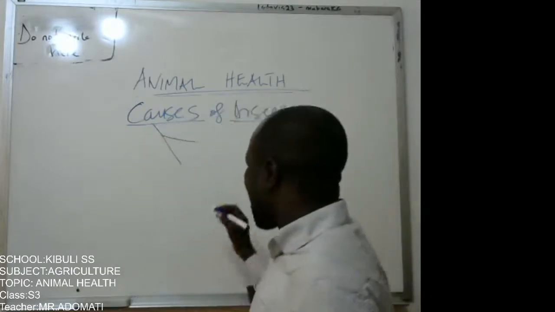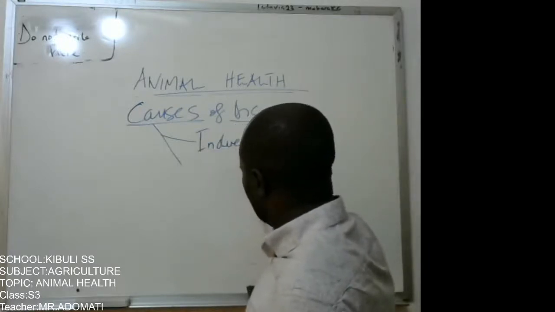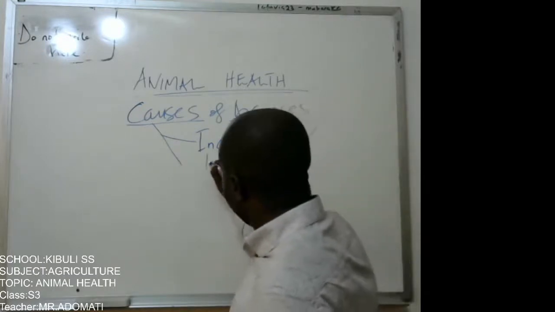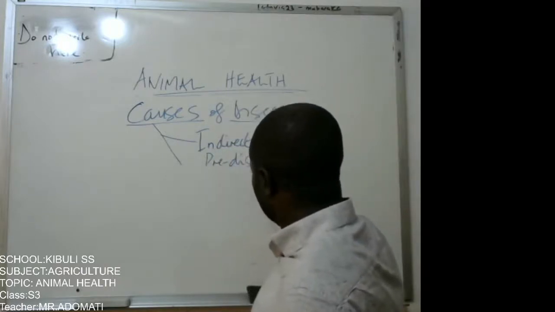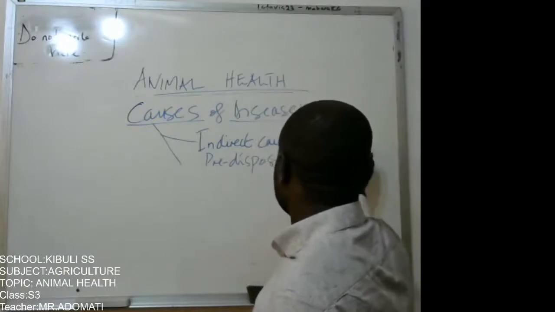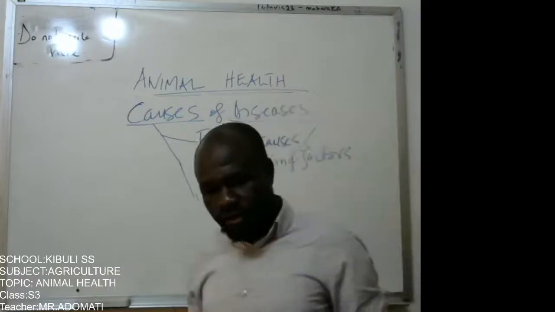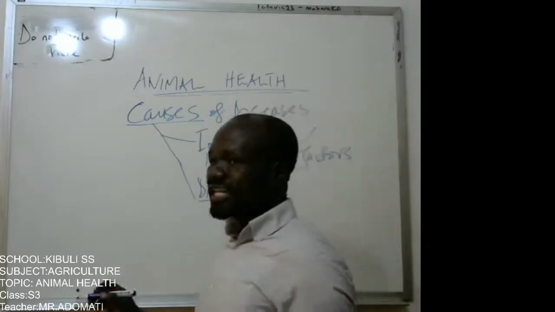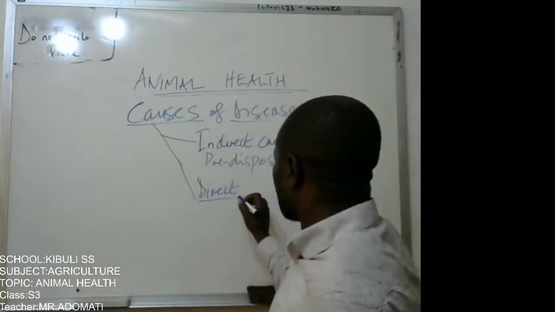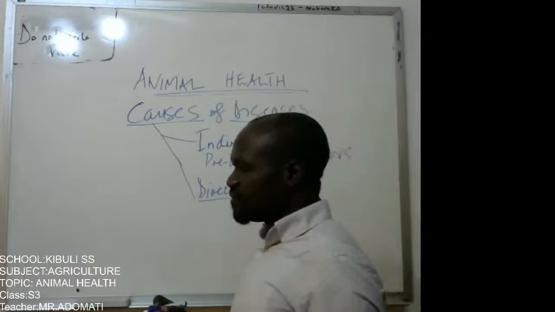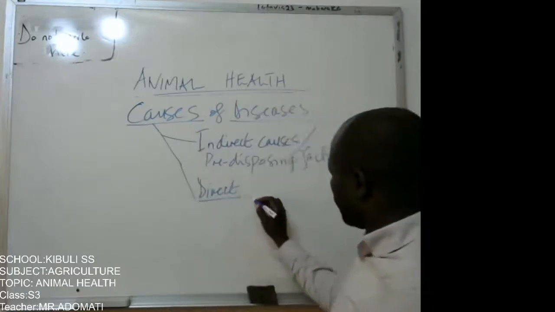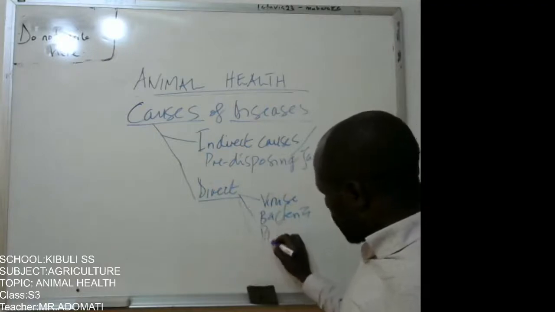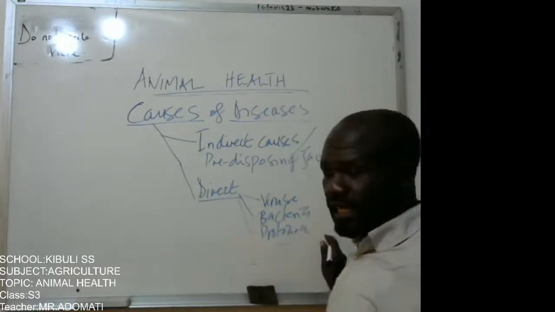So, they are what we call indirect causes. Indirect causes of disease. Sometimes we call them the predisposing factors. Then, the second category are the direct causes. Now, when you say the direct causes, these are the real causes of disease. Direct causes or the determinant causes of disease. They are the real causes. Whatever you've been thinking of, like the viruses, the bacteria, the protozoa, those ones follow here. The real causes of diseases.